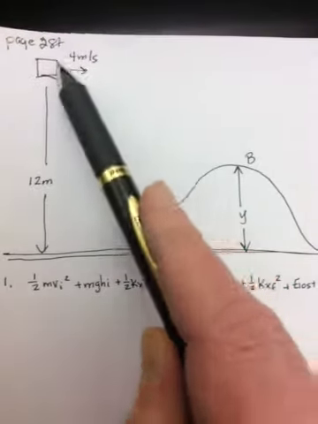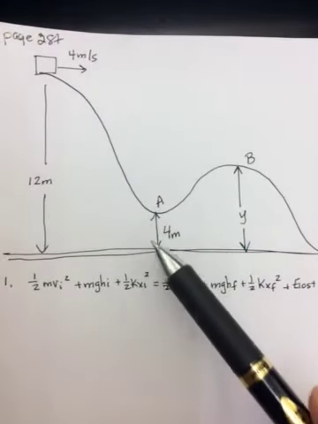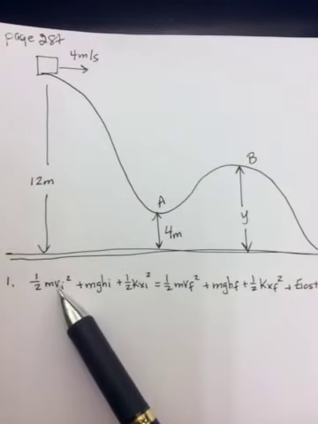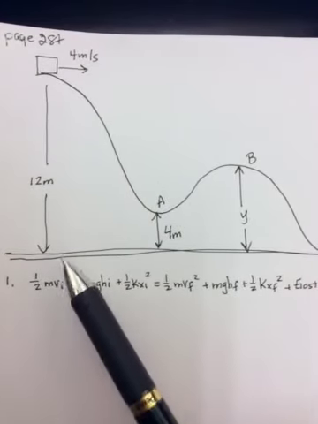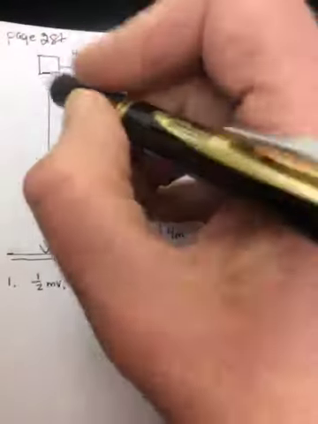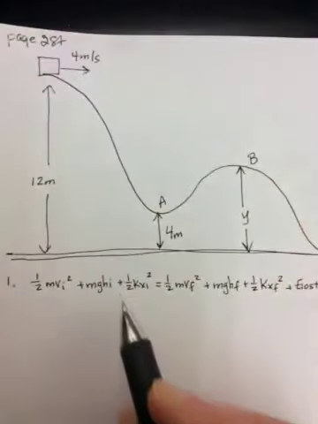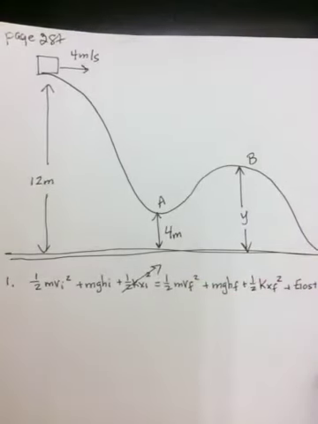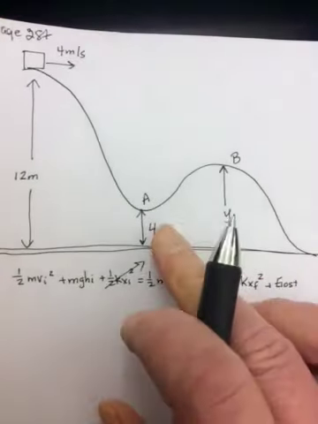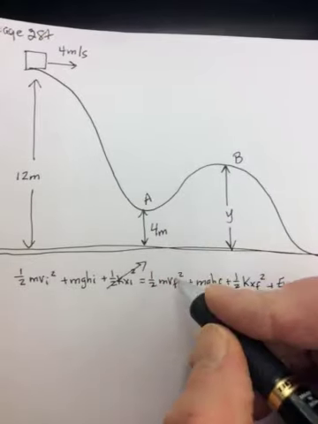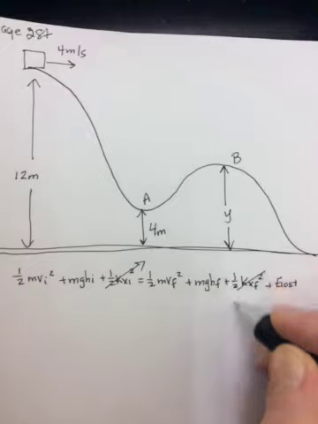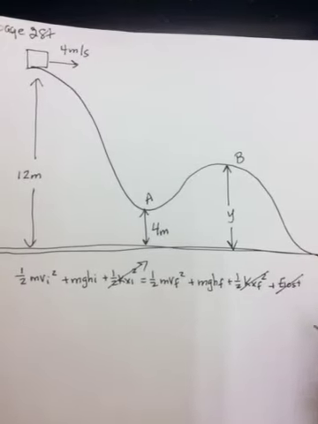So up here would be our initial, and down at point A would be our final. Up here at the top, it has a speed, so the 1/2 mv squared stays. It has a height, so the mgh stays. There is no spring, so this is going to disappear. At A, which is our final spot, it has a speed. It has a height, 4 meters. There is no spring, and there's no E lost yet.